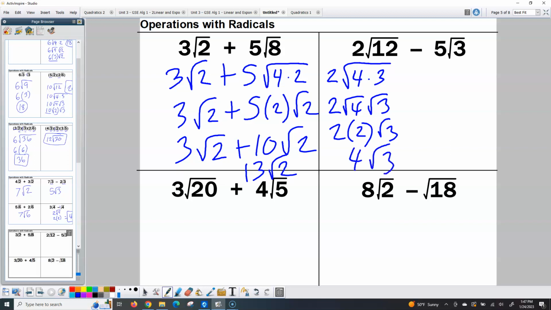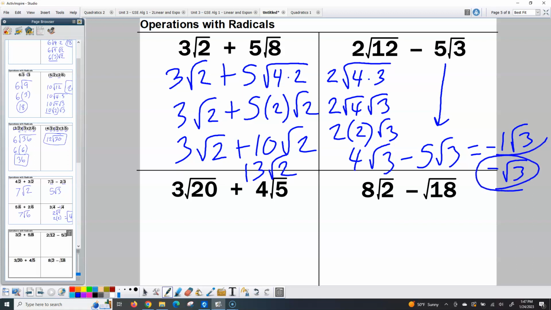And we can't forget to bring this down. So 4 square root of 3 minus 5 square root of 3. That's going to be negative because that 5 is larger than that 4. I think it's going to be negative 1 square root of 3. You don't have to write that 1 there. You could just write negative square root of 3. So either of those would be a correct answer.